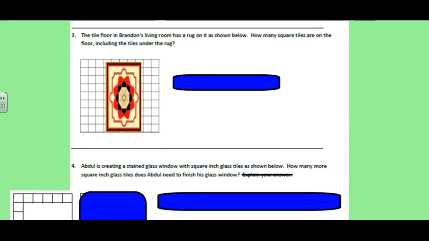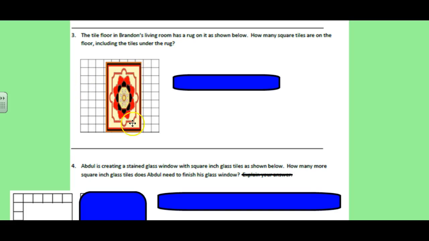Number 3 says the tile floor in Brandon's living room has a rug on it as shown below. So right here is the rug, and this whole rectangle is going to represent his living room floor. How many square tiles are on the floor, including the tiles under the rug?